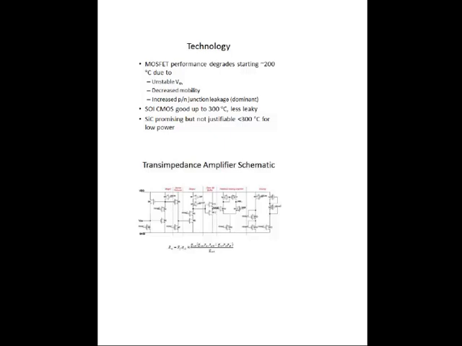Your mobility decreases, your gm goes down, so from room temperature to 250, your mobility goes down to less than half. And then your threshold voltage varies. For NMOS, it goes down by 2 millivolts per degree, and for PMOS, it goes up by 2 millivolts.